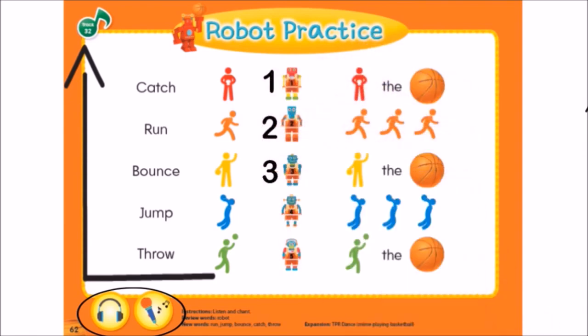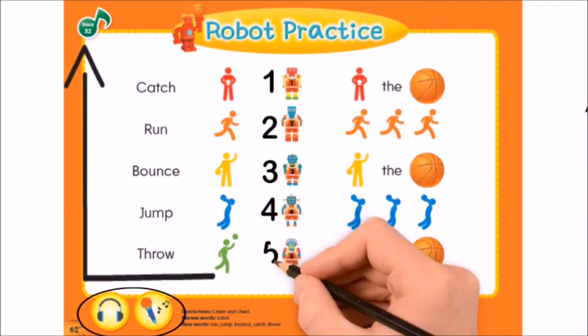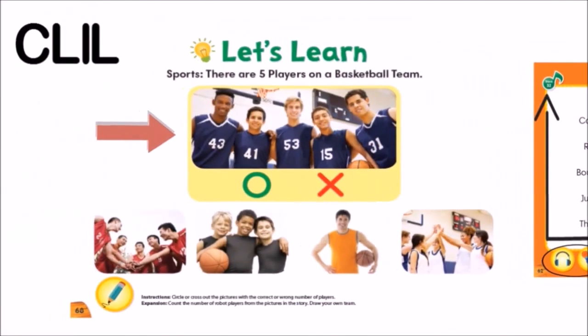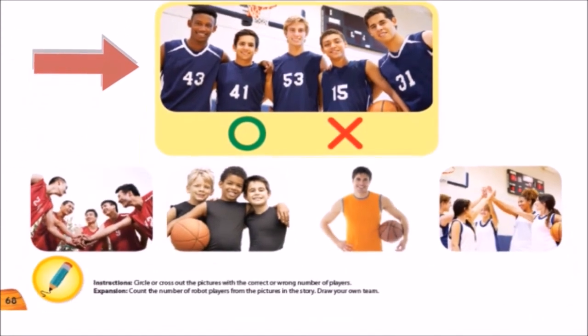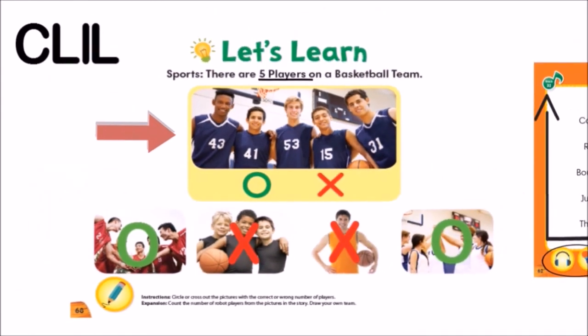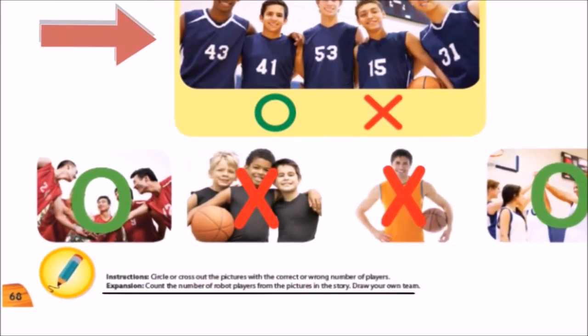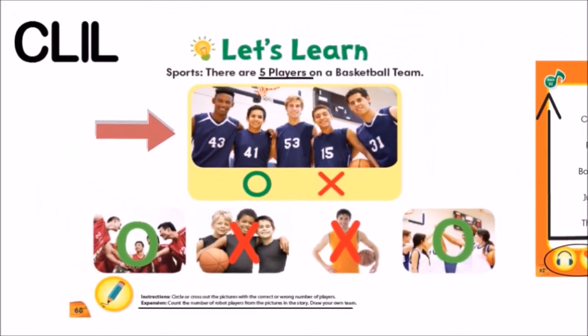You can then come back to page 68 after you've looked at the robots on 62 and look at the big picture with the 5 players on the team. Count the players with the students. Then look at the smaller pictures one by one with the students and count the players in each picture. If the picture has 5 players, circle the picture, but if it has a different number of players, cross out that picture. As a wrap-up, complete the expansion activity listed at the bottom of the page that says, count the number of robot players from the pictures in the story. Draw your own team.